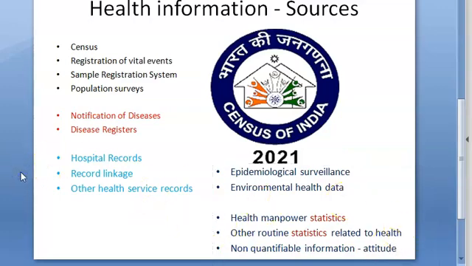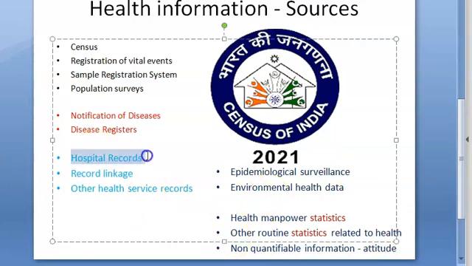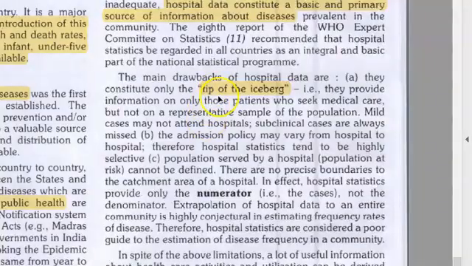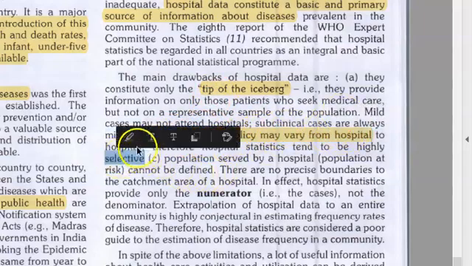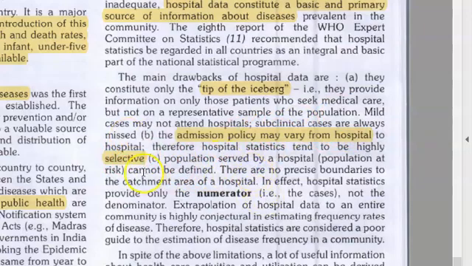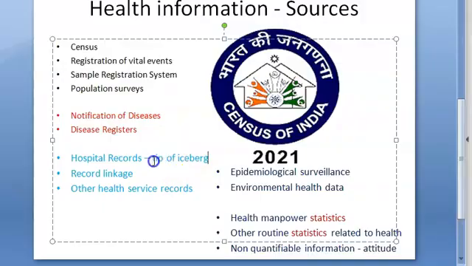Okay. Then what else they will ask you? They will ask you the disadvantages of hospital records. What are the disadvantages of hospital records? See, people choose to go to a hospital based on their economy, etc., right? So those can be admission rates. Okay, the main problem is the tip of the iceberg. Hospital will have only the tip of the iceberg. The admission policy may vary from hospital to hospital, so there will be very selective data. So many people won't go to hospital. So hospital records will be the tip of the iceberg only.